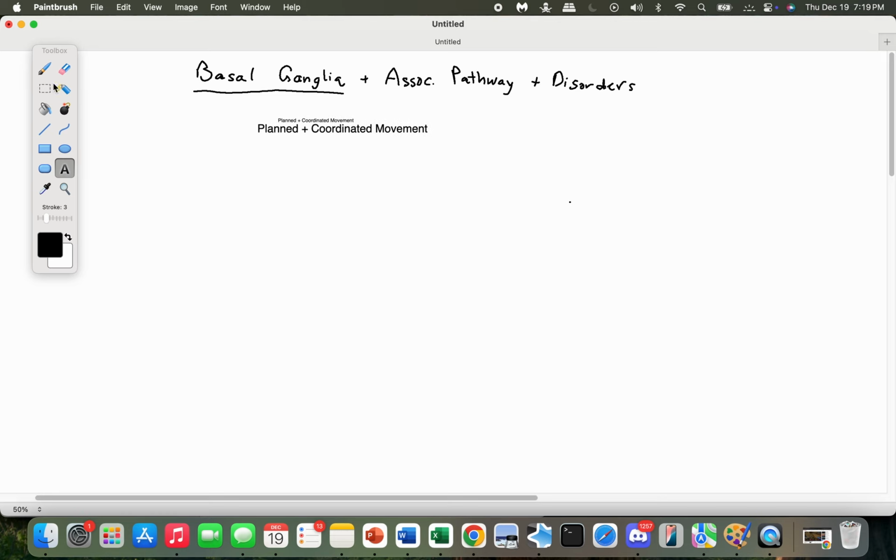All right, so the major structures that are going to be involved in this basal ganglia, respective to what we have known, are going to be the putamen, the caudate, and the globus pallidus.